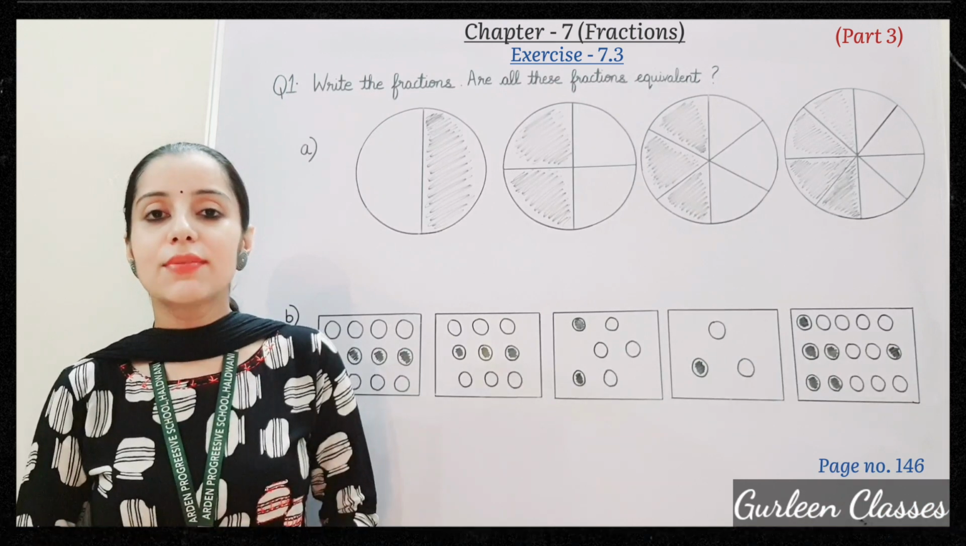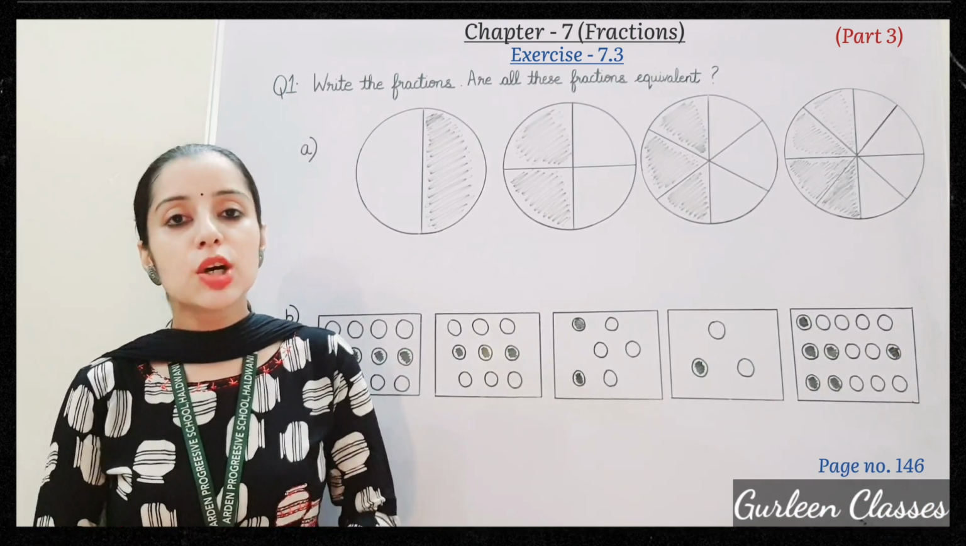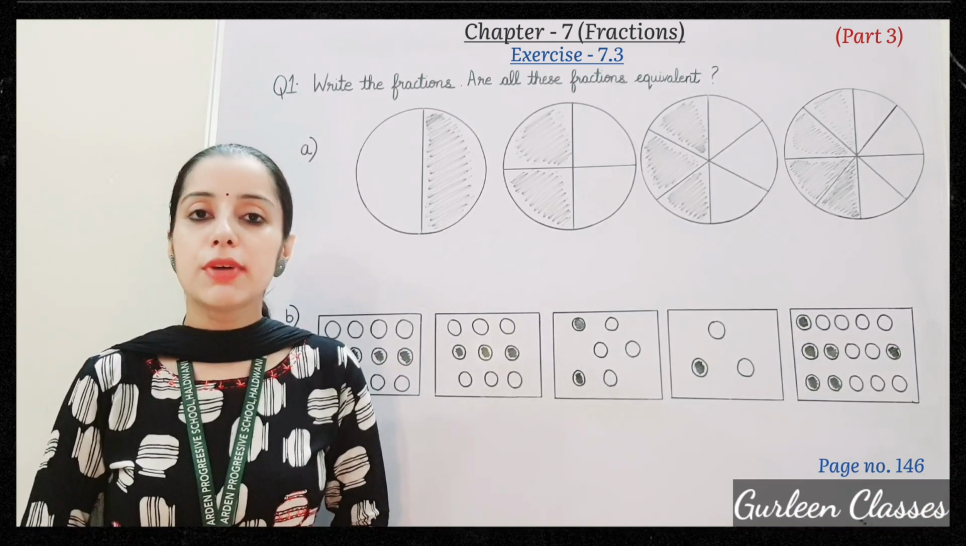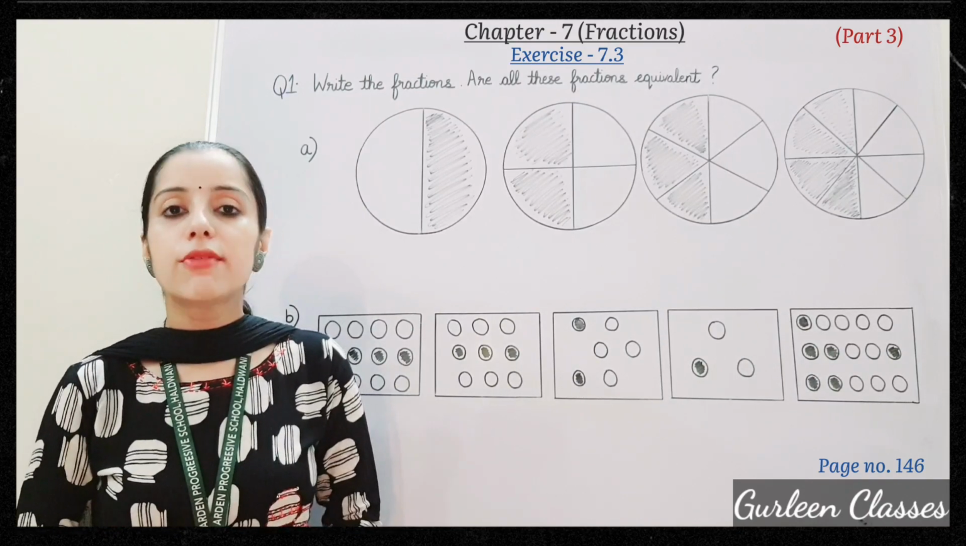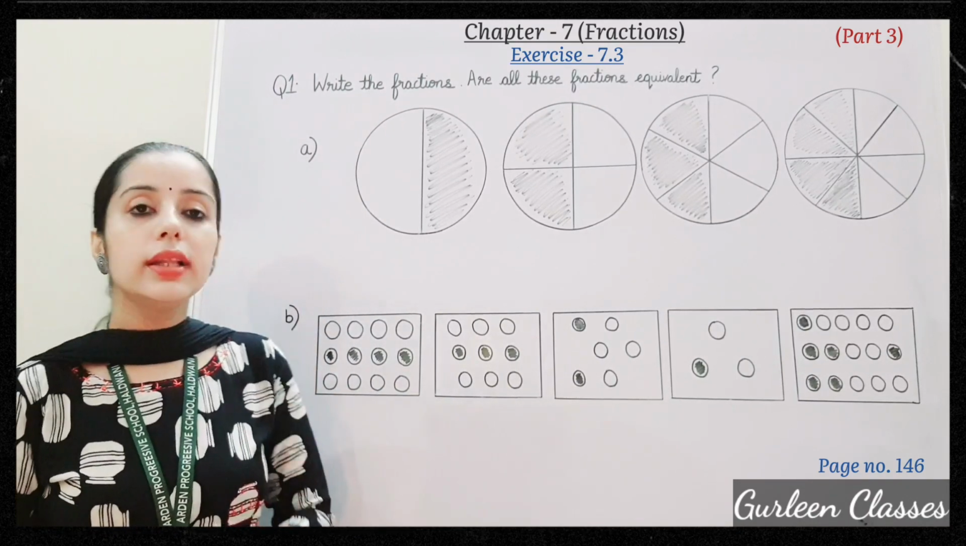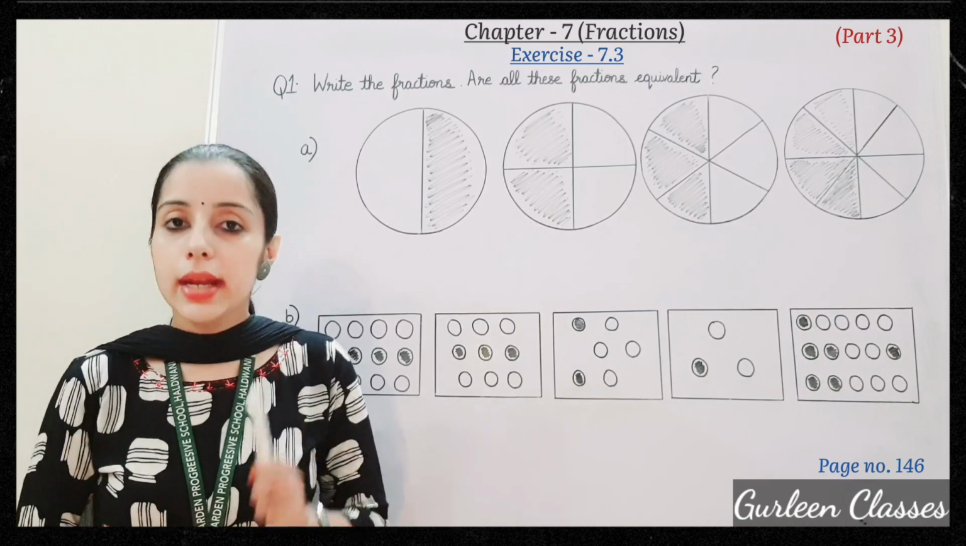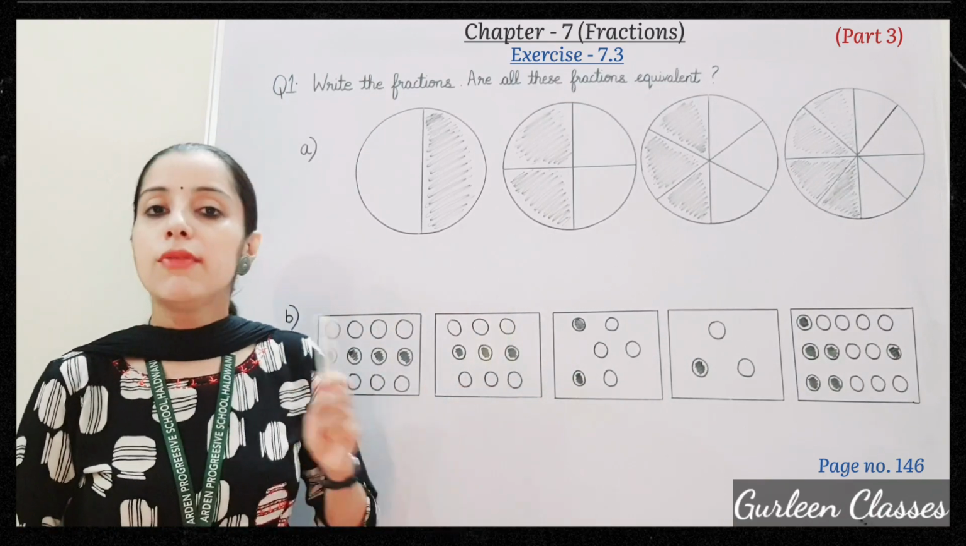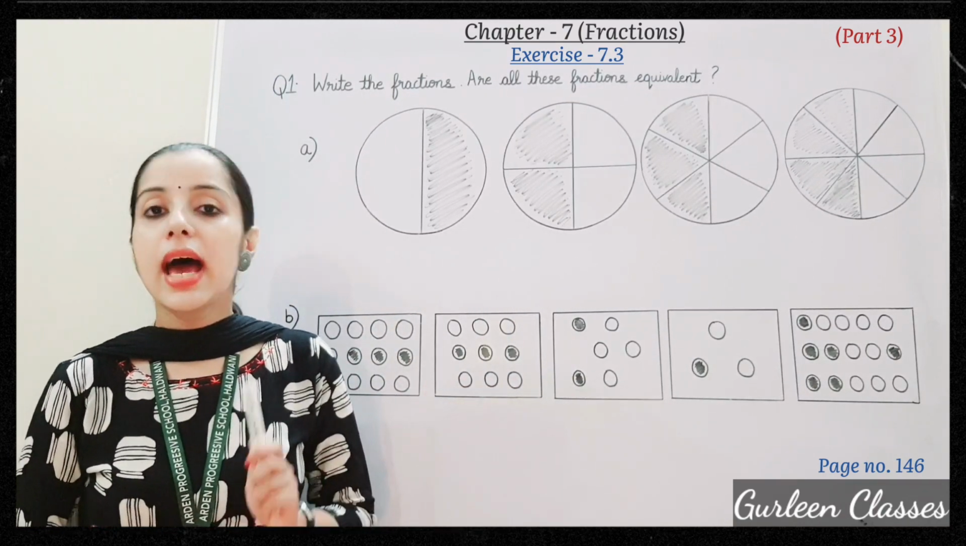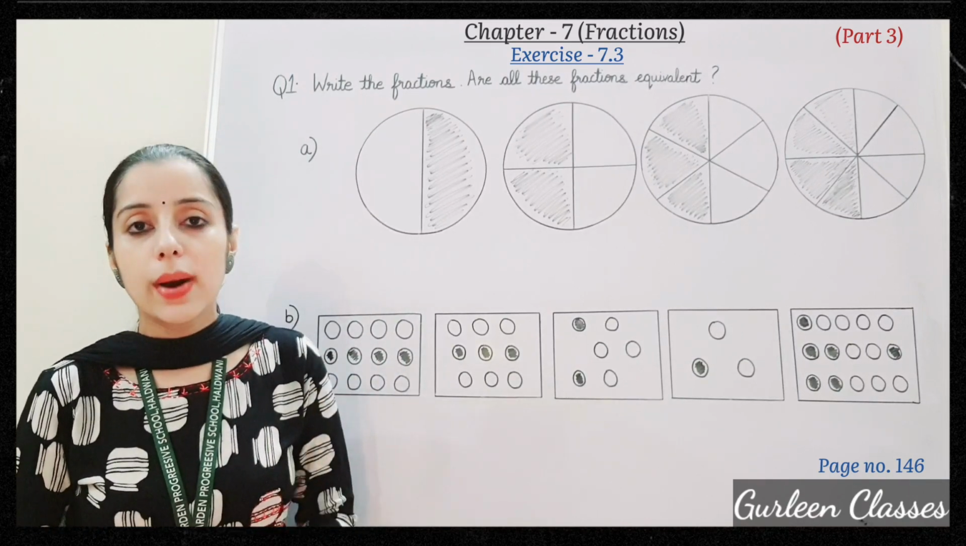So now let us start with exercise 7.3. So for maths NCERT book page number 146. Question number 1. Write the fractions. Are all these fractions equivalent? In your books you can see these figures. We have to write down the fractions and tell whether these fractions are equivalent or not.